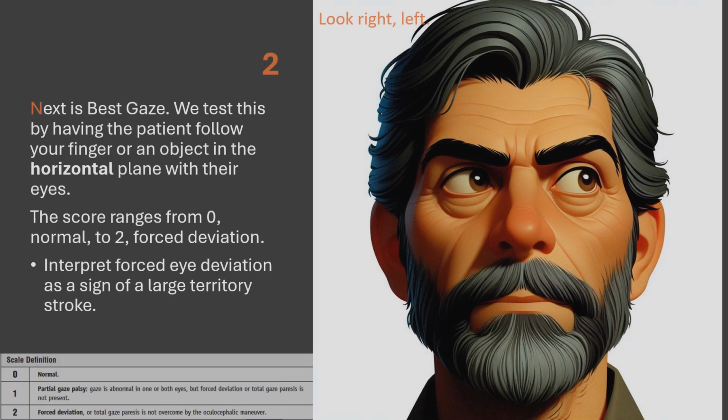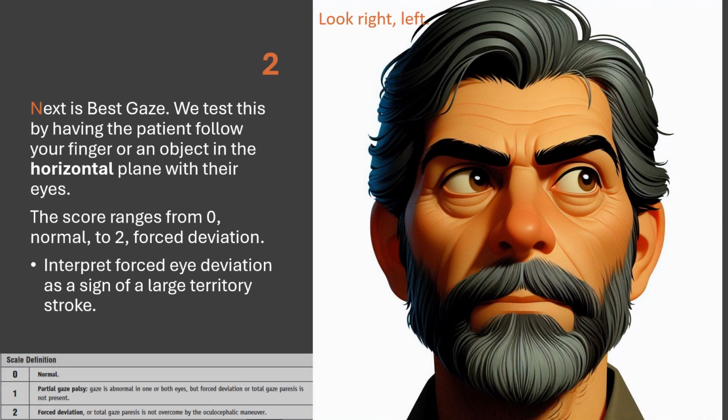Next is best gaze. We test this by having the patient follow your finger or an object in the horizontal plane with their eyes. The score ranges from 0, normal, to 2, forced deviation. Interpret forced eye deviation as a sign of a large territory stroke.